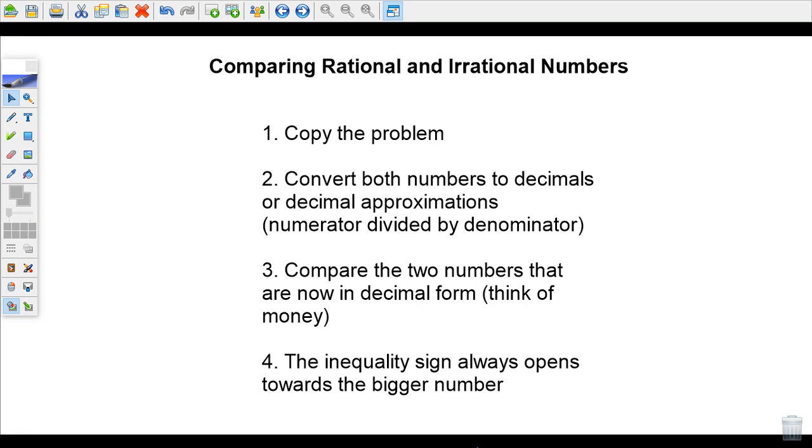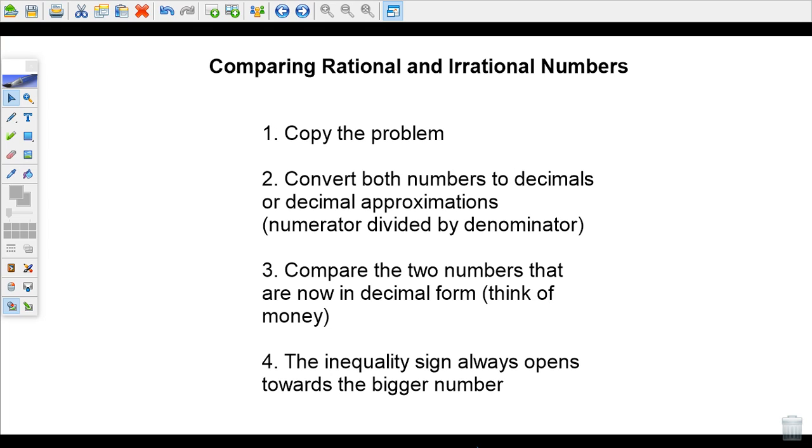In the first video, we talked about classifying rational and irrational numbers and the number system. And in this video, we're going to talk about comparing rational and irrational numbers. So I would like for you to copy these steps down in your notebook or on a separate piece of paper. So take some time, pause the video, and copy these down, and then I'll talk about it.